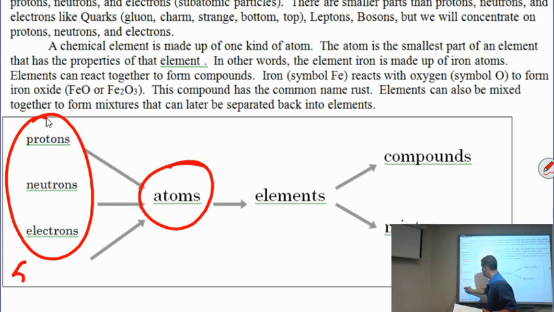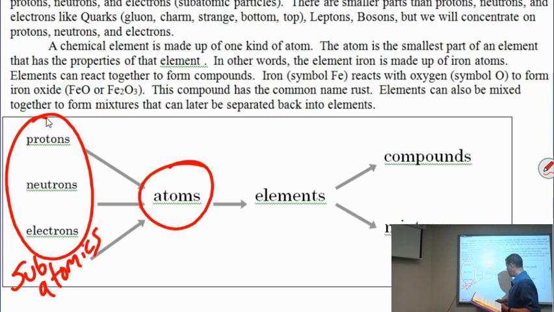These are also called subatomic particles, things that are smaller than an atom. There are smaller parts than protons, neutrons, and electrons, like quarks, also known as gluons, charms, strange, bottom, and top. We also have leptons, bosons, but we'll concentrate on protons, neutrons, and electrons.